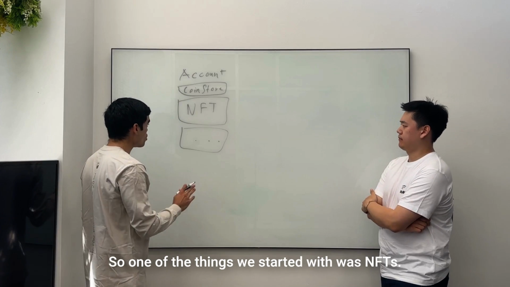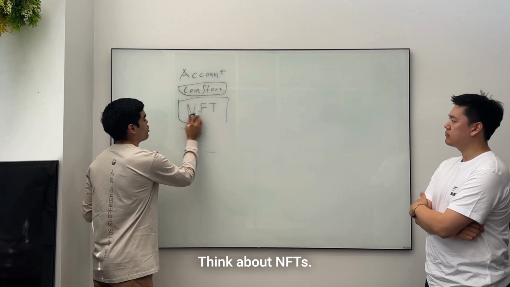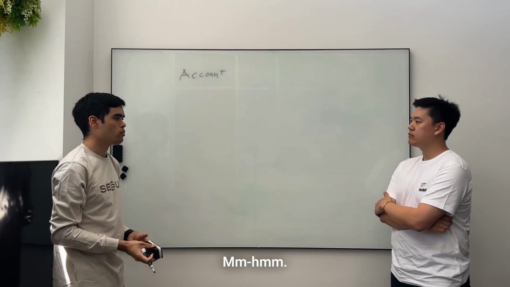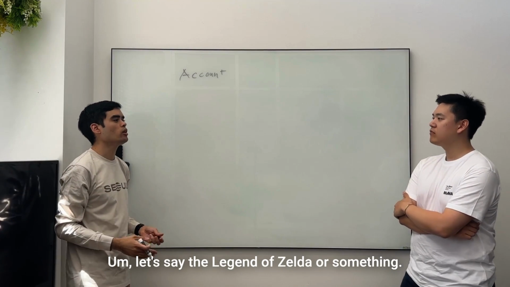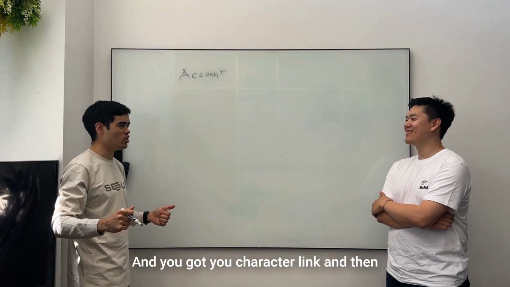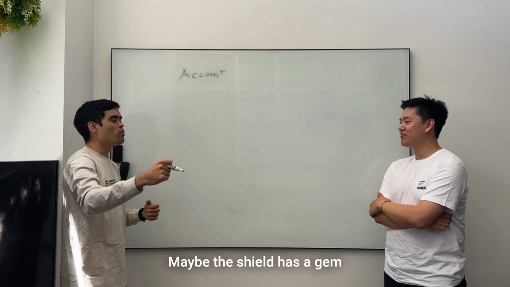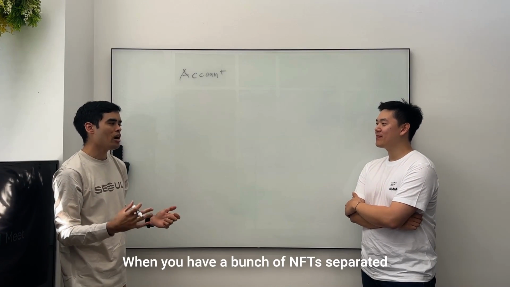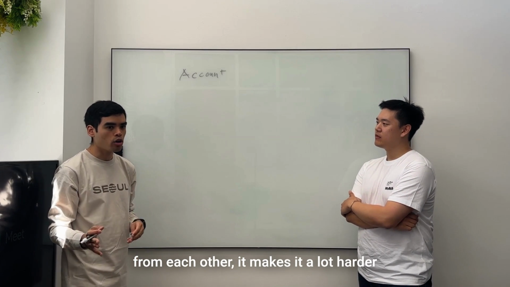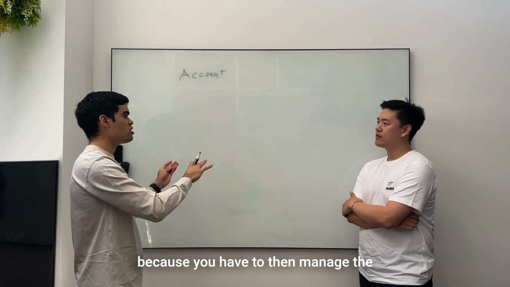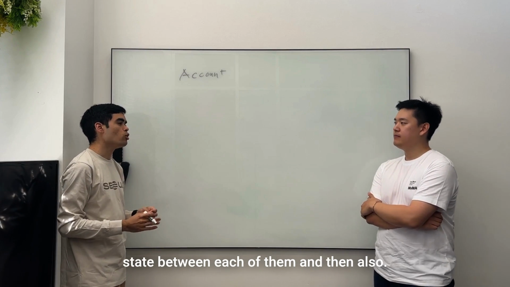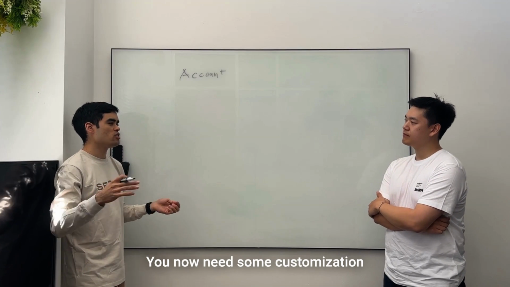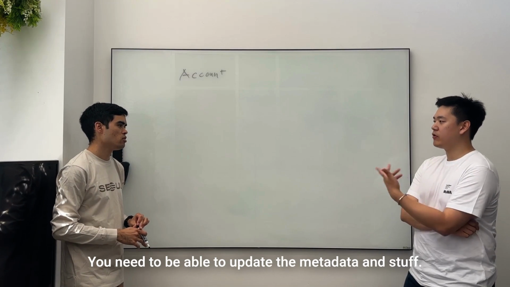Yeah. So one of the things we started with was NFTs. Thinking about NFTs, a lot of people wanted to do things like in a video game. Like say Legend of Zelda or something, and you got your character Link, and then you get a shield, you get a sword, maybe the shield has a gem in it that makes it stronger, and things like that. When you have a bunch of NFTs separated from each other, it makes it a lot harder because you have to then manage the state between each of them. And then also, let's say you put the gem in the shield, you take the gem out. You now need some customization associated with that. Right, you need to be able to update the metadata and stuff.